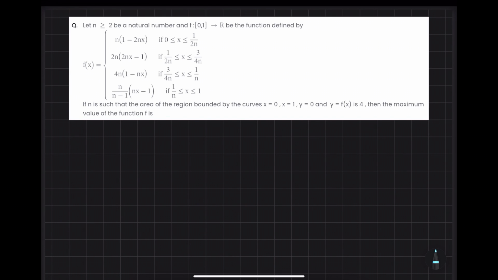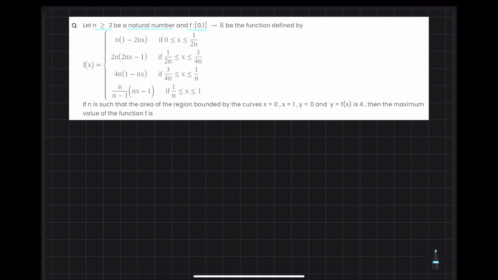So, we got a wholesome new problem in which we have to find out the area bounded by the curve, and it goes this way. Let n be greater than or equal to 2. So, who is n? N is a number, and that too a natural number. Okay, so n is a number.